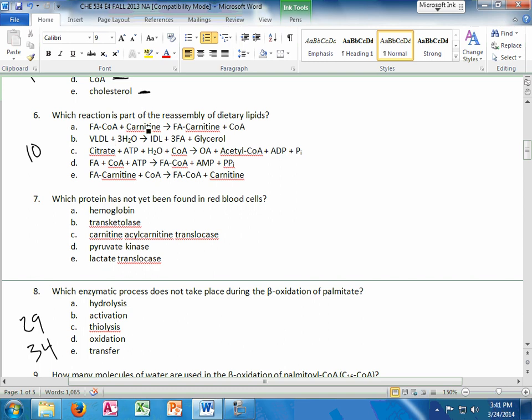Which reaction is part of the reassembly of dietary lipids? That's also in slide 10. It's the activation. Fatty acid activation. Everything else, carnitine involved in the shuttle.